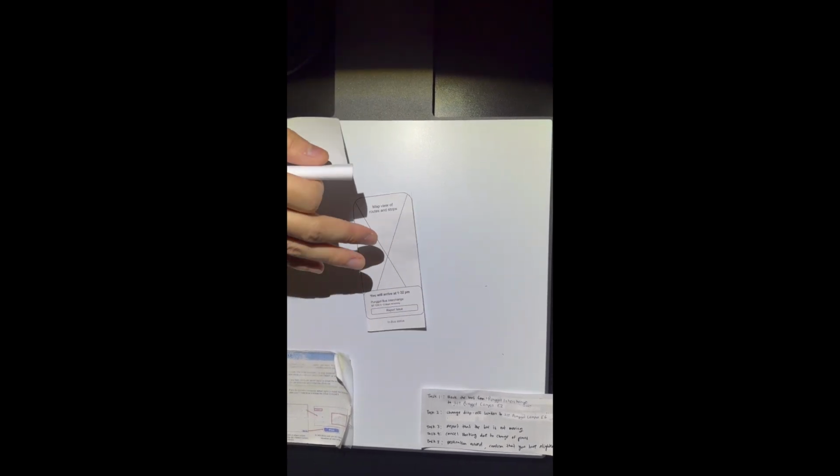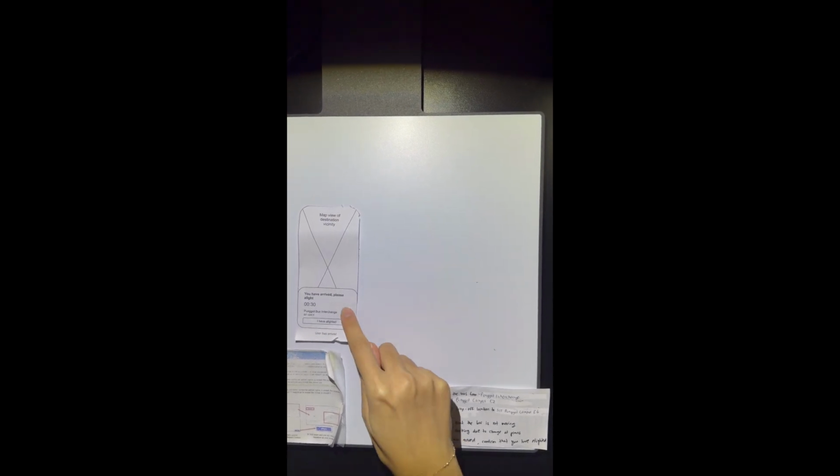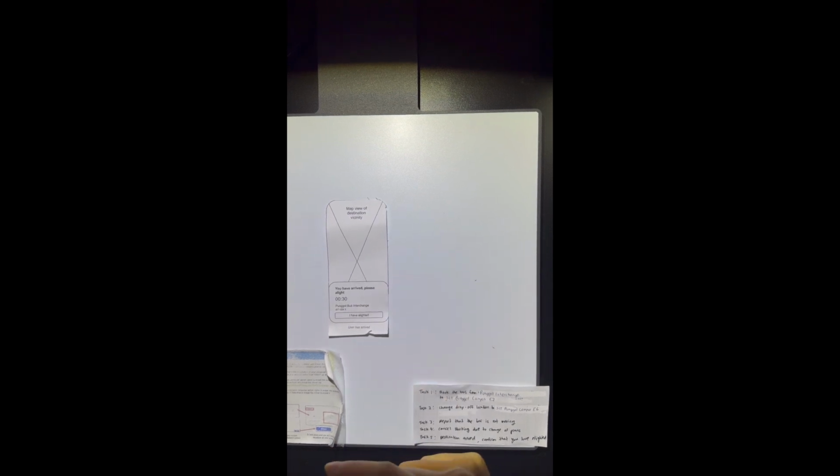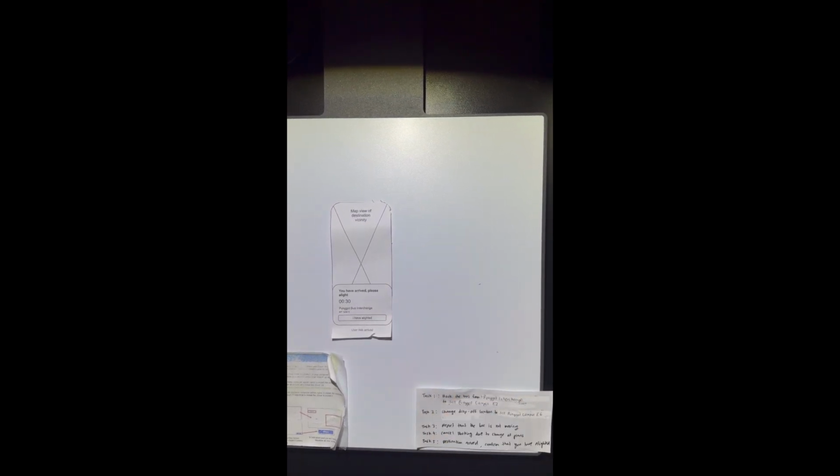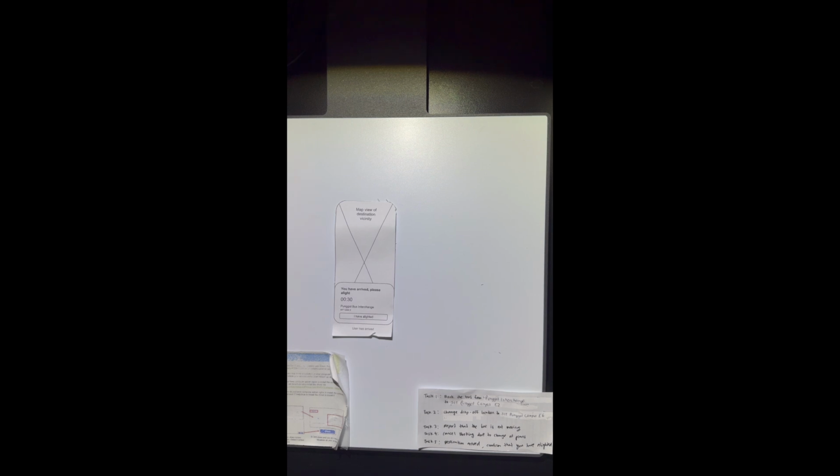Now we move on to task 5. Let's imagine that the bus has arrived, and you have boarded the bus. So this is the UI when you're at the bus. Your destination has arrived, and you have to confirm that you have alighted. Assuming that I already reached my destination, then I'll just press have alighted.